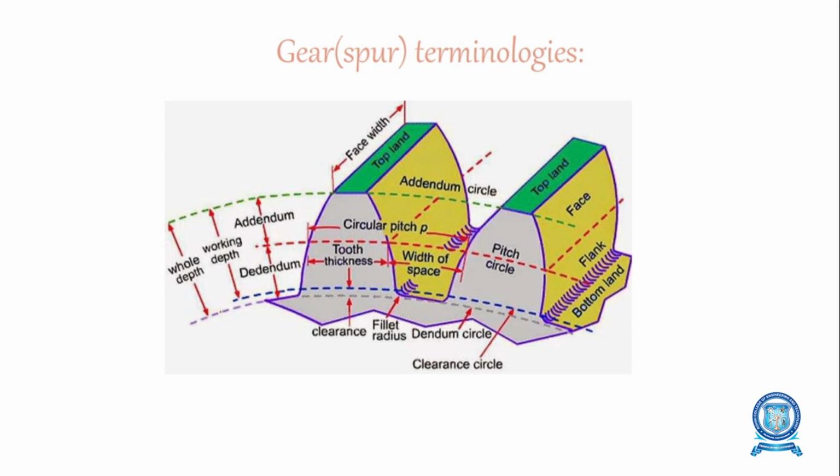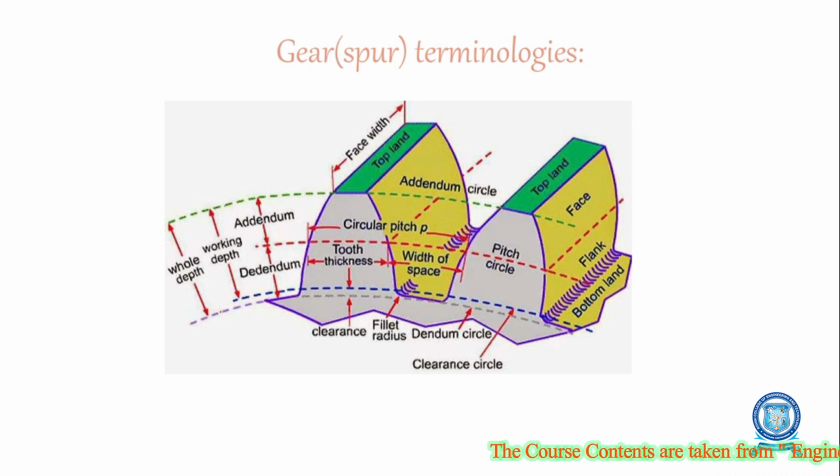The next one is pitch circle diameter. It is the diameter of the circle which will produce the same motion as the toothed gear wheel.